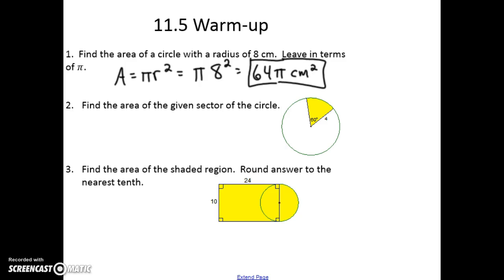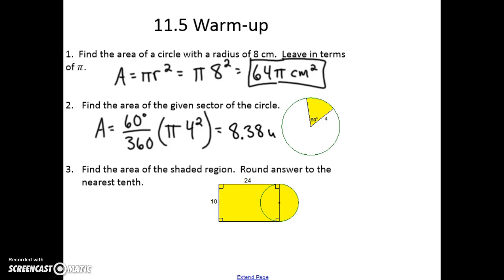Next, we want to find the area of the given sector of the circle. So that angle is 60 degrees over 360 times pi times the radius, which is 4 squared. And let's go ahead and get a decimal for this answer. So we can do 4 squared, which is 16, times pi times 60 divided by 360, and you get 8.38. And we'll just say units squared, or square units for that one.